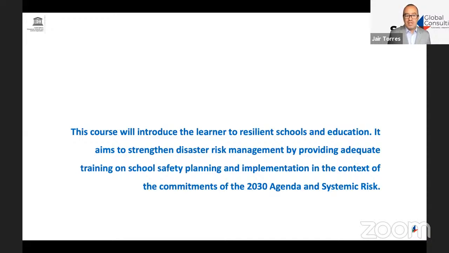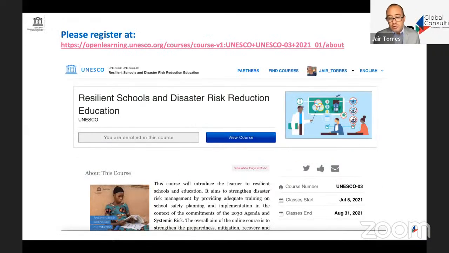This is the idea, that you can understand how school safety is located in the whole of the commitments of the 2030 Agenda as a key element to reach the targets that we have agreed, and how it's important that we check school safety in the context of systemic risk. So not in the context of a specific hazard, but in the interconnections between natural, socio-natural, and societal hazards.